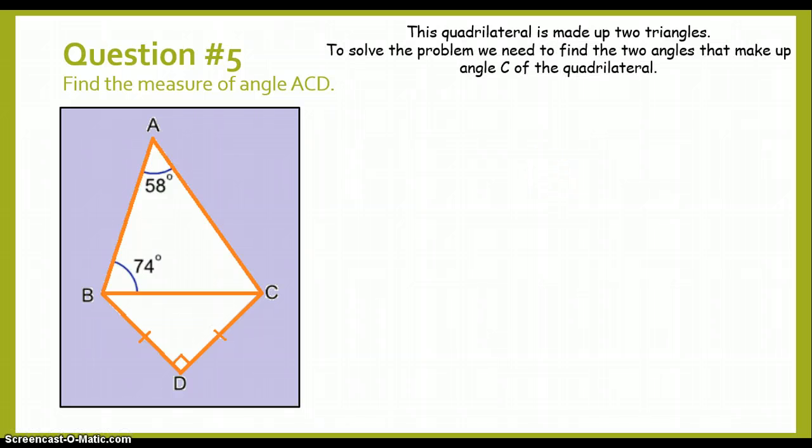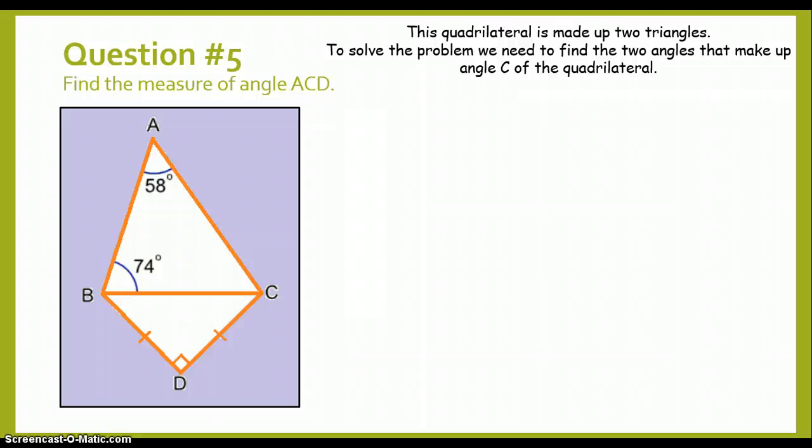So to solve the problem, we're trying to find the measure of angle ACD, which is this angle right here of the quadrilateral. So we can see that angle ACD is made up of this angle from the top triangle and this angle from this lower triangle. So again, first we're going to try to find angle C of the top triangle.